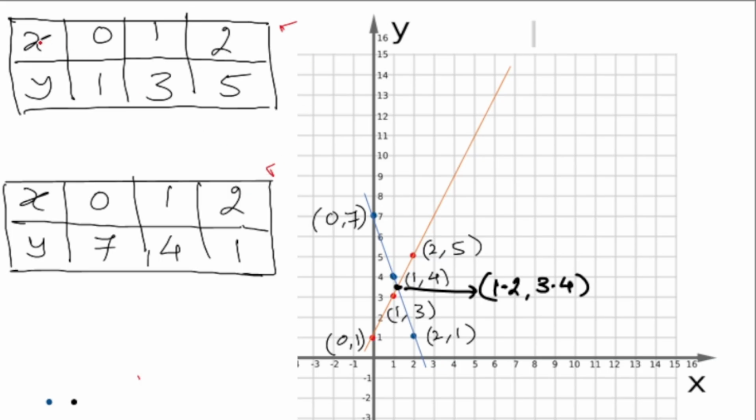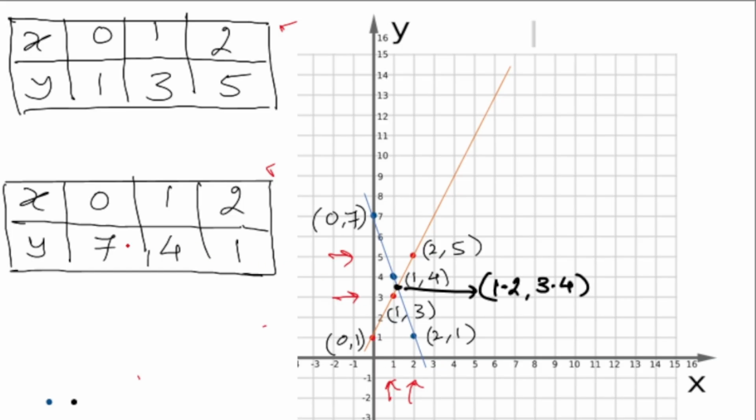So first of all, we'll take the values of the first table, that is 0, 1, 1, 3, and 2, 5. So 0, 1 is this point, and 1, 3 is this point, 1 and 3. This is 3, this is 1. So this is 2 and 5. This is 5 and this is 2. So this is 2, 5, and this is 1, 3, and this is 0, 1.